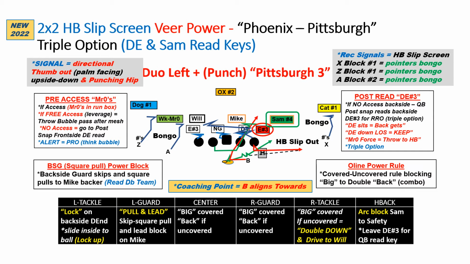Quarterback still does his pivot mesh, reading the defensive end front side, to Sam backer, keep, or pass to the H-back now.